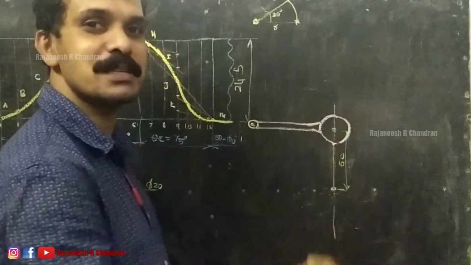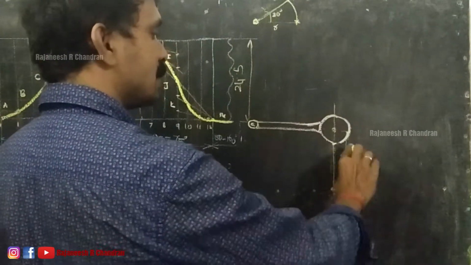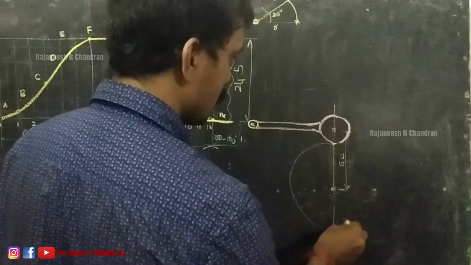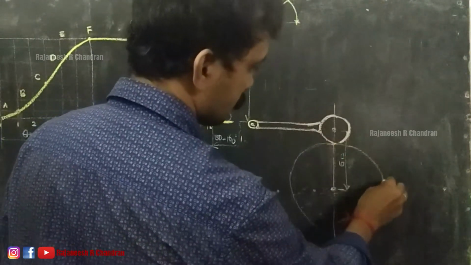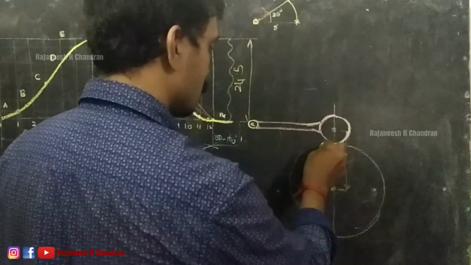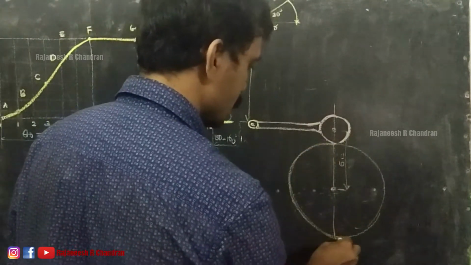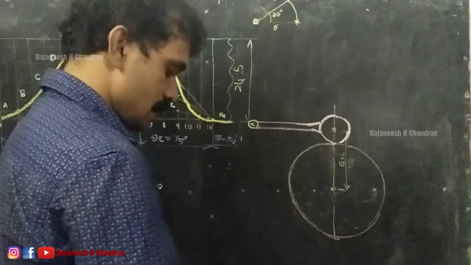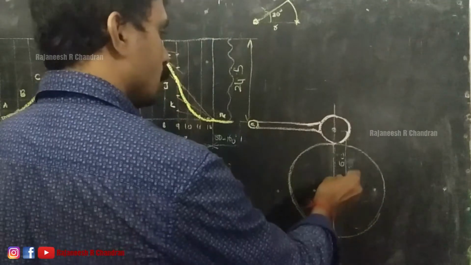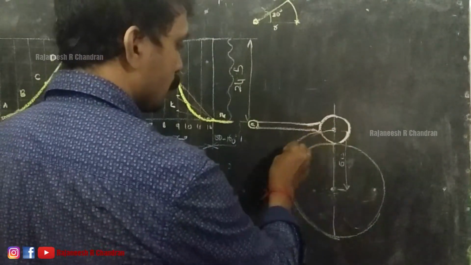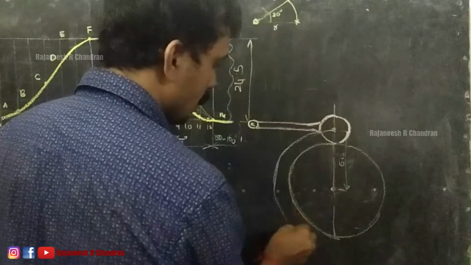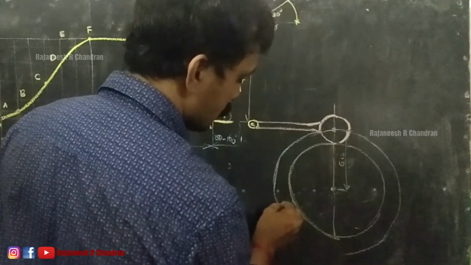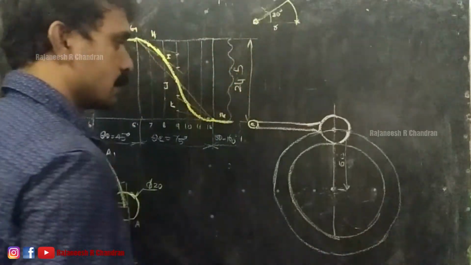So now we can draw the base circle of the cam. How? Keeping this as center, this as radius, draw a circle. So this will be the base circle of the cam. So the base circle of the cam has been completed, having a radius of this distance, that is 50. Now, what will be this circle? We know that for a roller follower, we have to draw the prime circle also, right? So this circle will be the prime circle. So the prime circle is also completed.